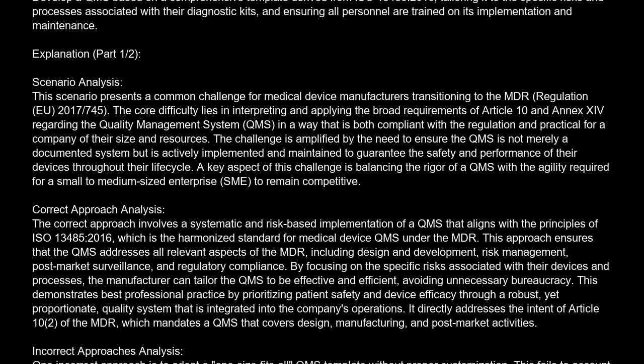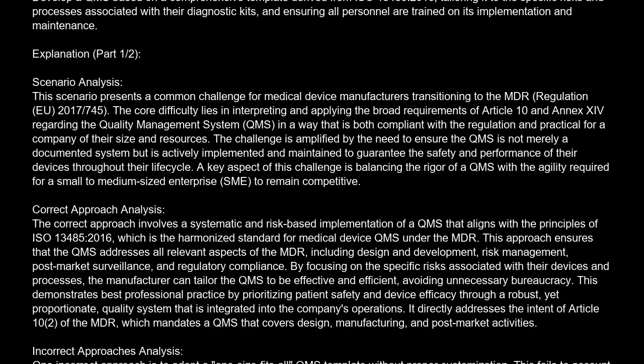Correct approach analysis. The correct approach involves a systematic and risk-based implementation of a QMS that aligns with the principles of ISO 13485:2016, which is the harmonized standard for medical device QMS under the MDR. This approach ensures that the QMS addresses all relevant aspects of the MDR, including design and development, risk management, post-market surveillance, and regulatory compliance. By focusing on the specific risks associated with their devices and processes, the manufacturer can tailor the QMS to be effective and efficient, avoiding unnecessary bureaucracy.